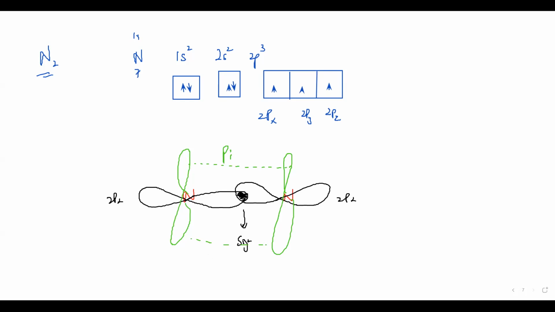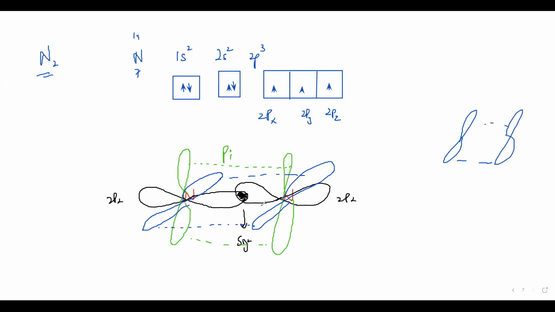And then when we draw 2pz, the z-axis, like this is 2pz, and this is also 2pz. So there will be attraction because their axes are parallel. So when the axes are parallel, there will be attraction between the orbitals, but they cannot overlap. So what kind of bond will be there? That is also another pi. That's why in nitrogen there are three bonds. One of them is sigma and two of them will be pi.